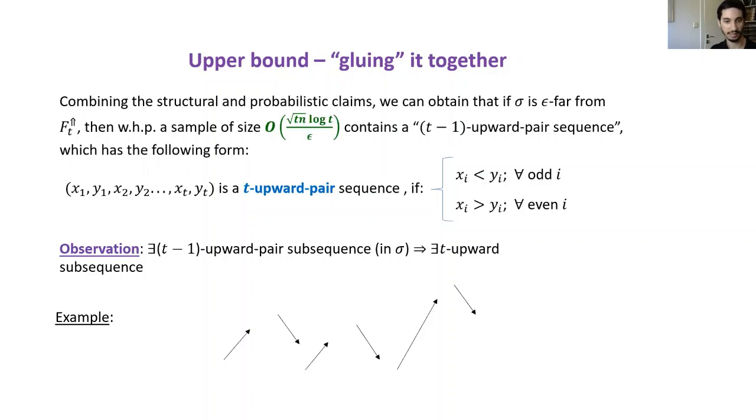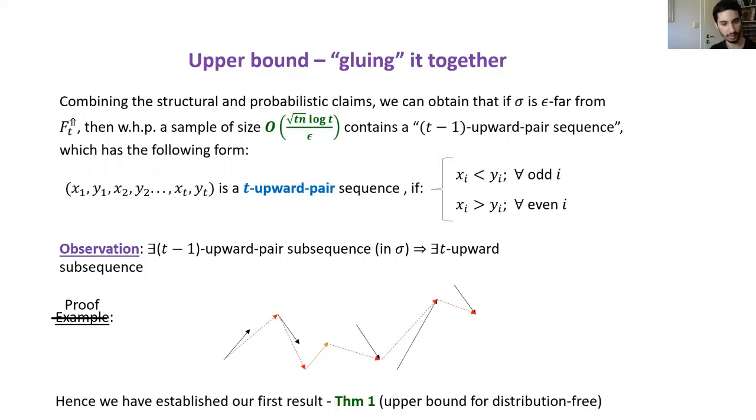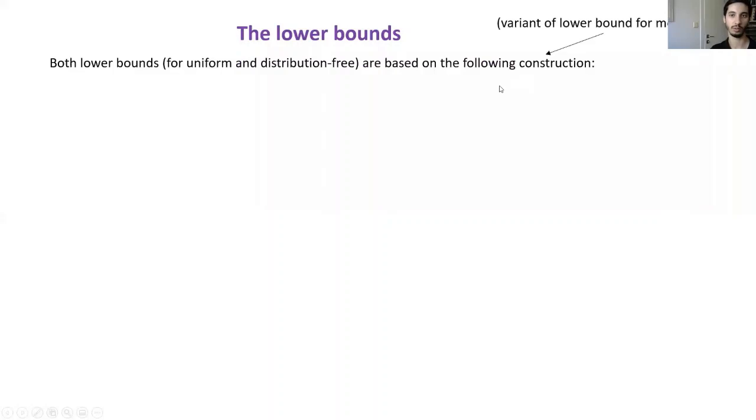Our observation is that the existence of a t-1 upward pair subsequence in sigma implies the existence of a t upward subsequence in sigma. We prove this by just gluing all these upward and downward pairs in sigma together to get one big t upward subsequence. And this t upward subsequence is the evidence of the violation that proves that sigma is not free of any t upward subsequence. This establishes our first result, which is the upper bound for the distribution-free model. I will now move on to our lower bounds.